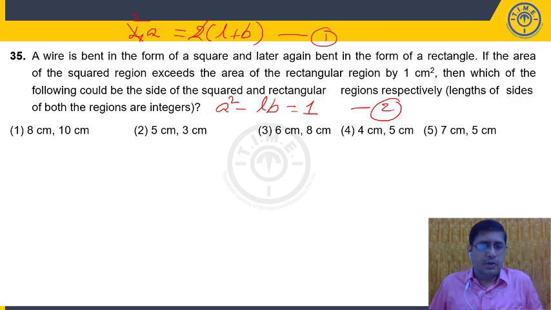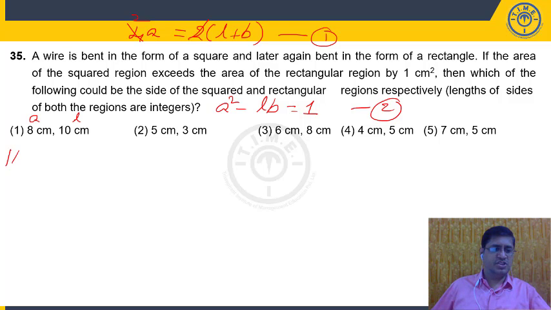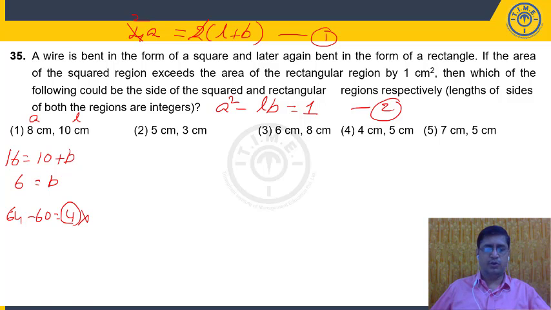So what is the discussion? Now the value of A here is 8 and the length is equal to 10. Substitute 2 into 8 is equal to 16. So 16 is equal to 10 plus B, which means B is equal to 6. Now 8 square is equal to 64. 6 into 10 is equal to 60. So 64 and 60. So what is the difference? 4 is the difference. It is not matching with this. So it is ruled out.